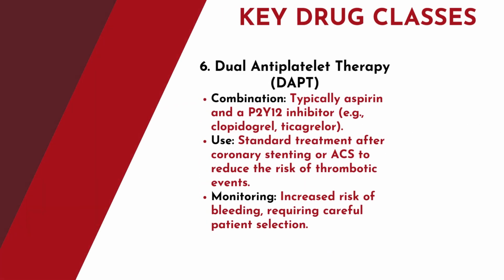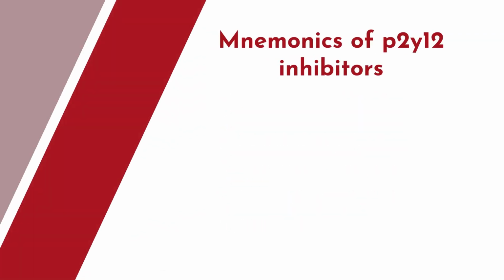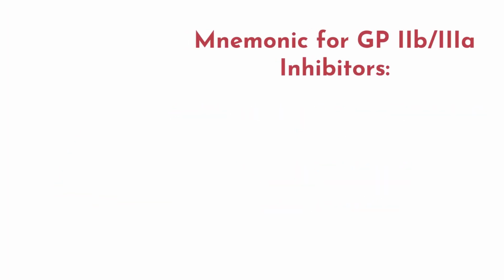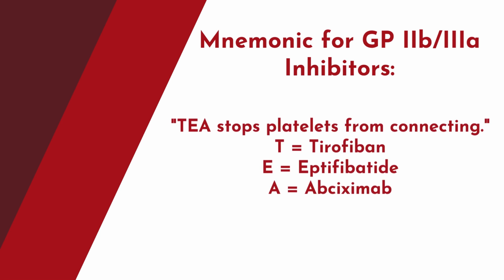6. Dual antiplatelet therapy: combination, typically aspirin and a P2Y12 inhibitor. Monitoring: increased risk of bleeding, requiring careful patient selection. Mnemonic of P2Y12 inhibitors: clop and pray can stop clots in their tracks. Mnemonic for GP2B/3A inhibitors: TEA stops platelets from connecting.